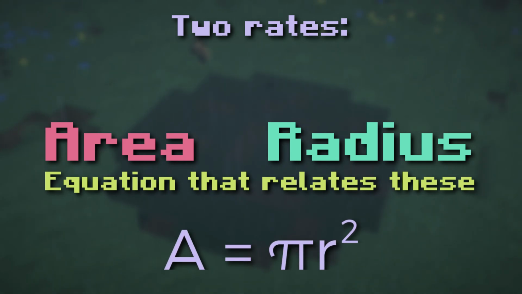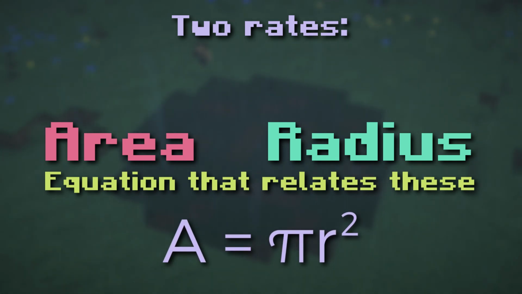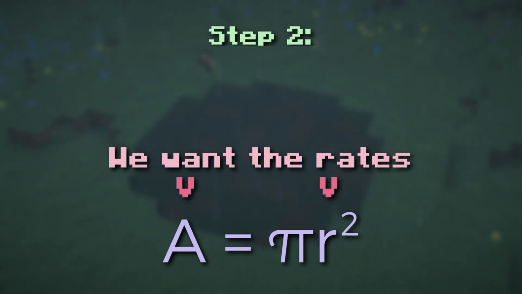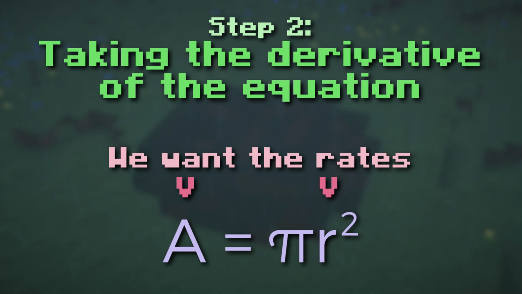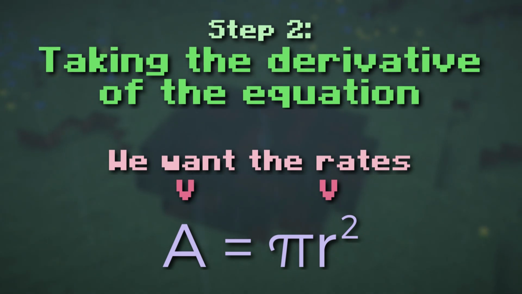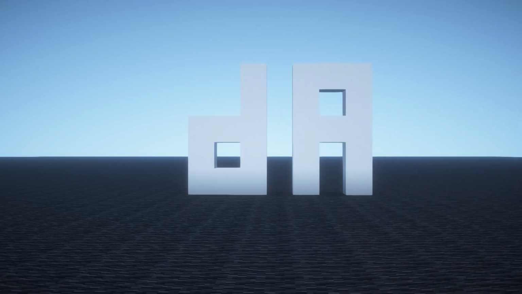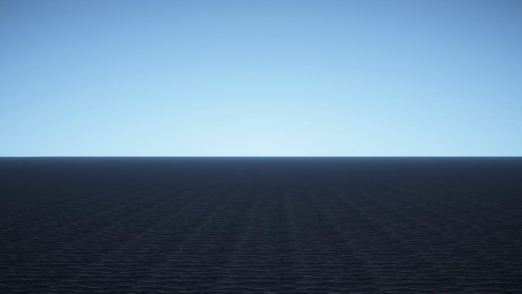That is going to be the circle equation that we used earlier, the area of the circle. A equals pi r squared. Since we want to find the rates of the area and the radius, our second step will be taking the derivative of the whole equation. Well, what do we take the derivative based on? The area? The radius? Well, it's actually neither.